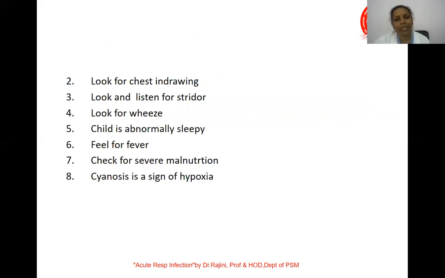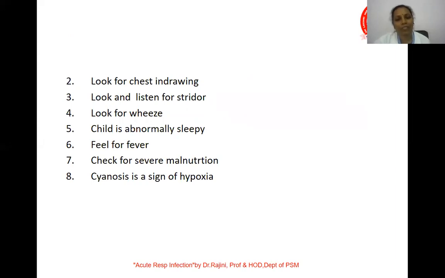And the next one is looking for chest indrawing. The mother should know whether the child is normal or whether there is any indrawing of the chest wall muscles during breathing. It takes more effort to breathe. The child takes more effort to breathe, so there will be indrawing of the chest wall.